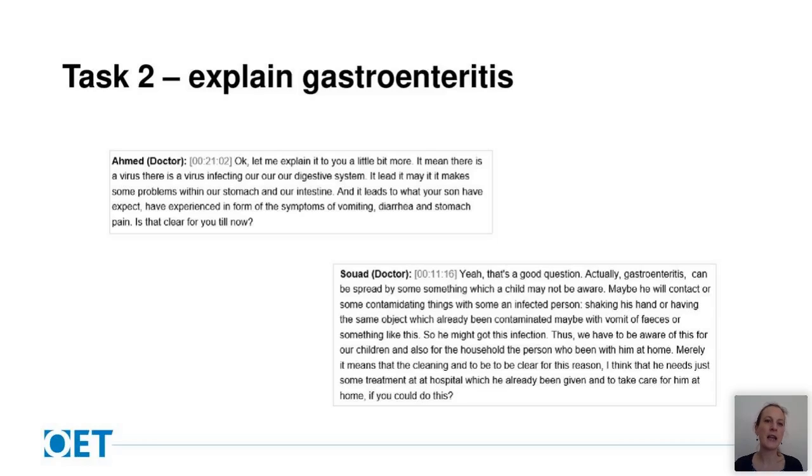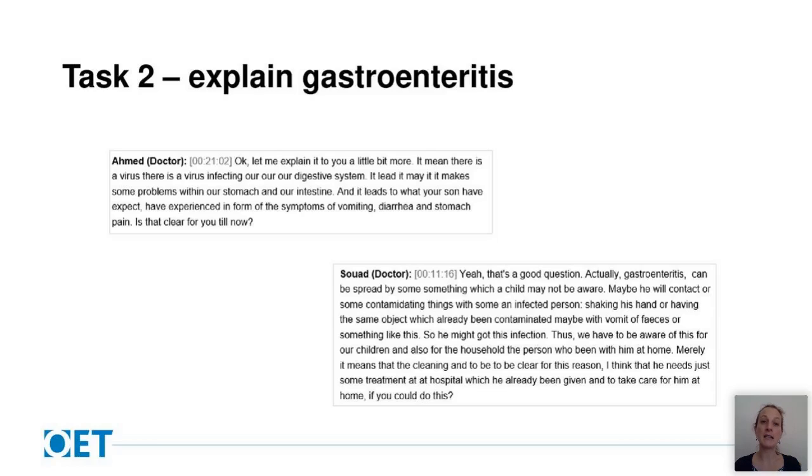The doctor on the left, Ahmed, is generally okay, but he does include diarrhea in his explanation, which isn't one of the child's symptoms. So if you could imagine saying that in real life to a parent, the parent might be thinking, oh, he hasn't had diarrhea. Is he going to start having diarrhea? Or does he know this is my son? Maybe he's thinking about another patient. So that's a little slip, I would say, for the doctor on the left.